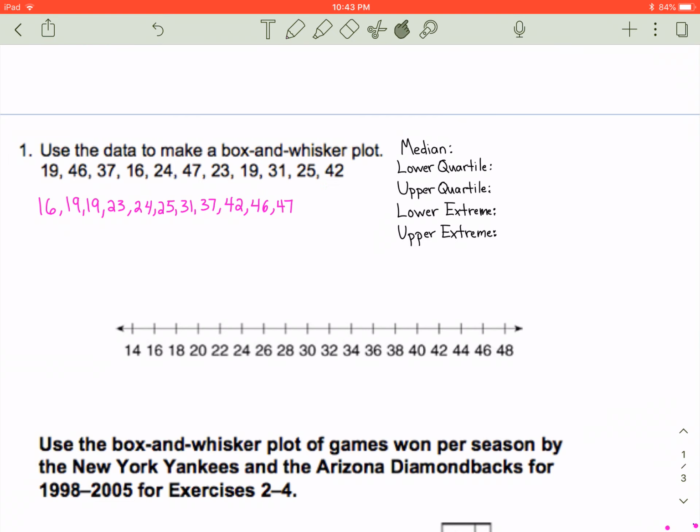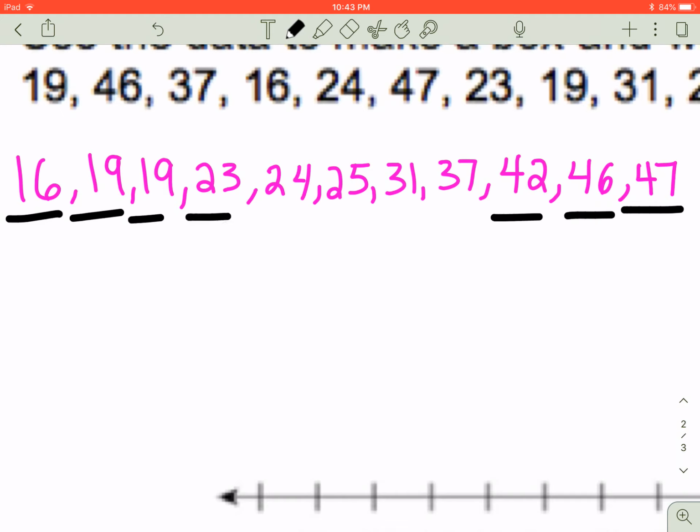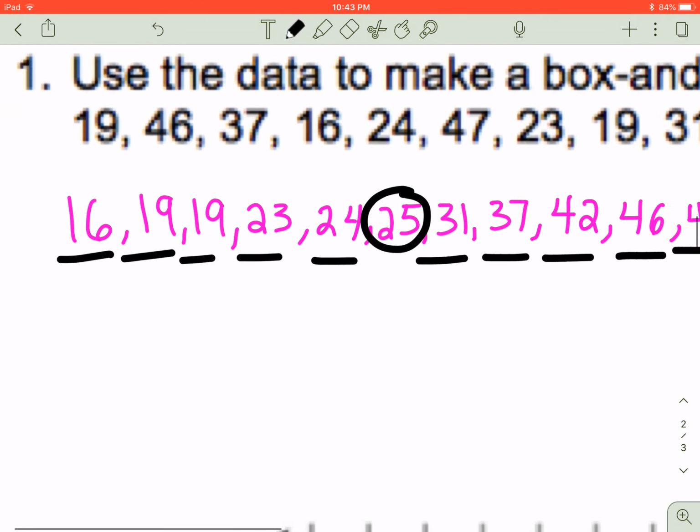one there, one there, one there, and so on until I am left with the number 25 as my median. So my median is 25. I then need to find my lower quartile.